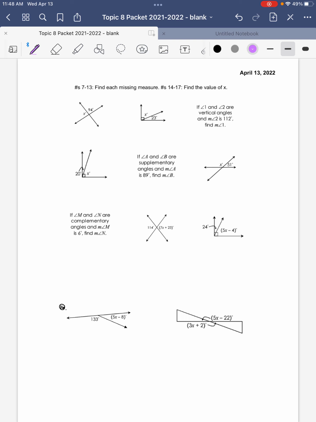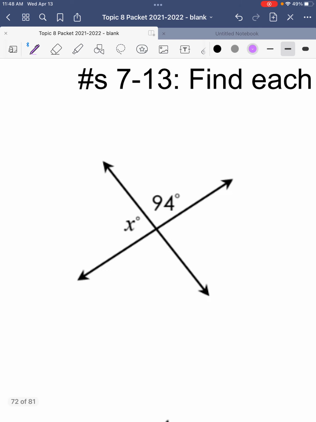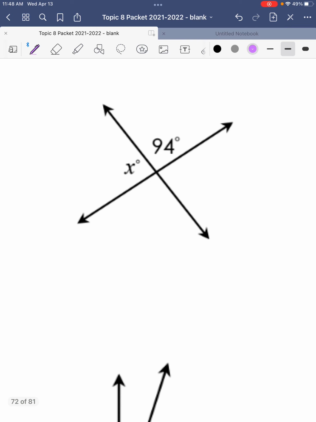And for numbers 14 through 17, we're going to find the value of x. So let's start with number 7. So right here, and I don't have it numbered right here, but hopefully you have it numbered on your paper if you have paper. So I want to know what the value of that angle is.